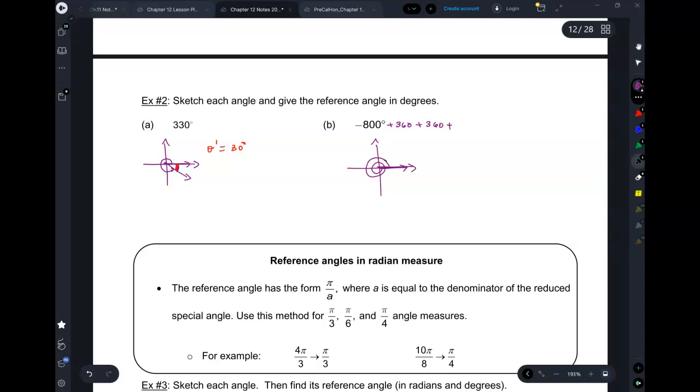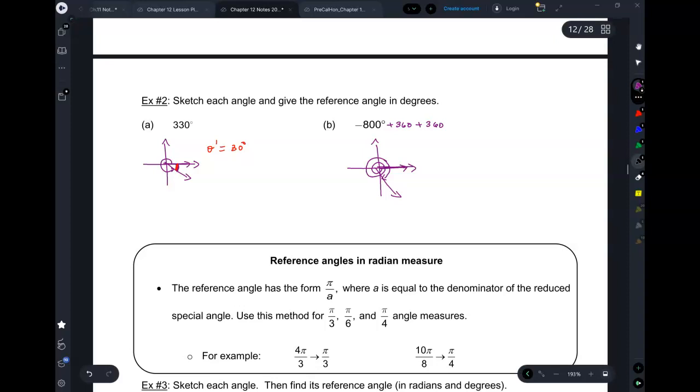So we just went around 720. Right? How much more do we have? 80 more. So we're going to go over here. So what would the reference angle be? No, it'd be 800. 80. The nearest one is that.